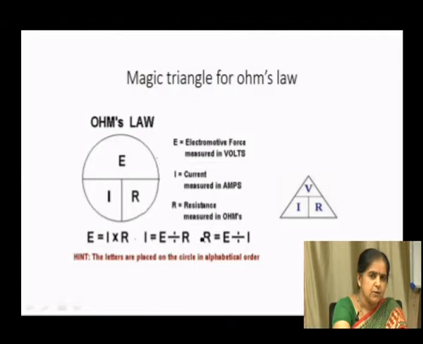Why has this letter E been used? It is just to memorize the equation easily, because the letters are in alphabetical order. So instead of V, E has been used. Either you can use E or V, both are one and the same in this context. Therefore, this is the magic triangle which shows the relationship between three important concepts.